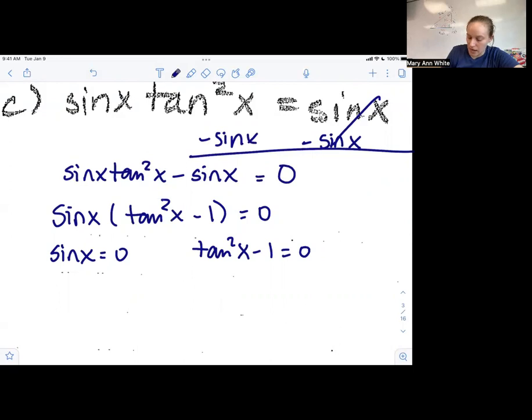Okay, so sine, I asked myself, okay, what angle has a sine of 0? Or remember, I always think in terms of x and y. What has a y of 0? I think we've done this before, but my y's of 0 are at 0 and 180, or 0 and pi.